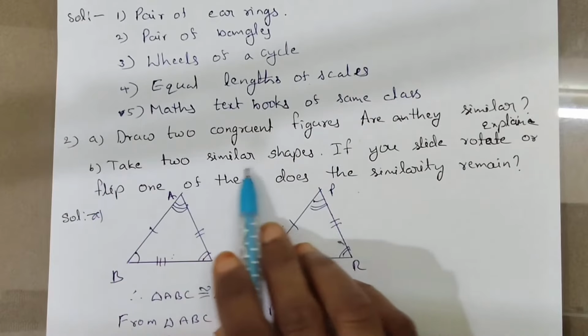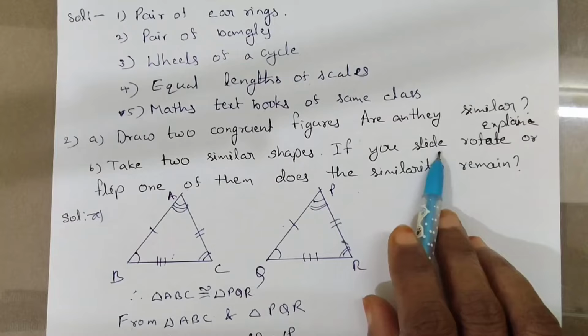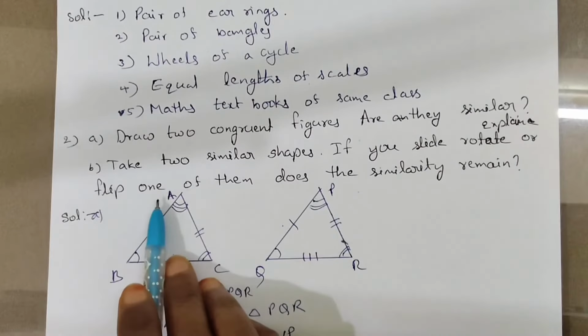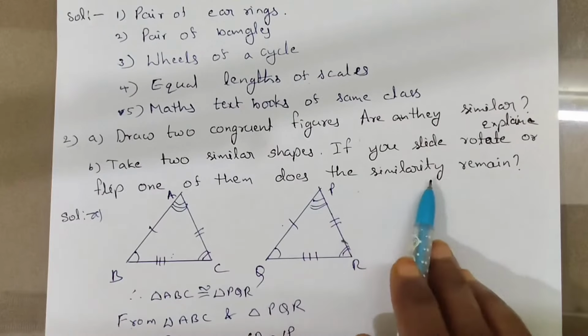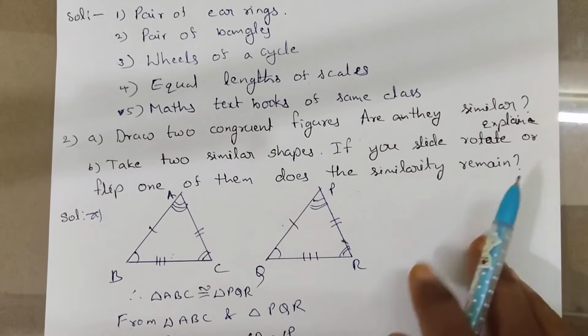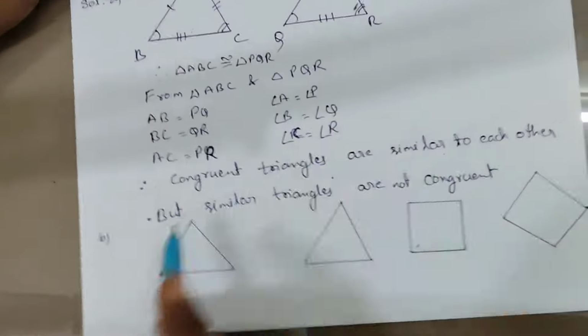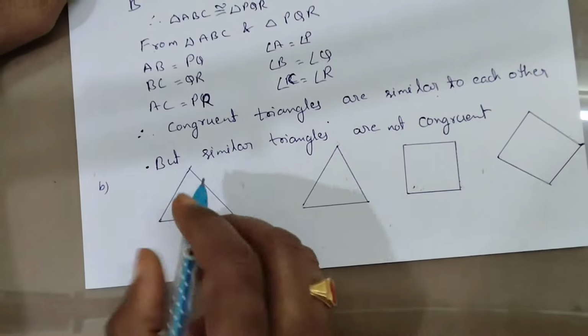Next, B: take two similar shapes. If you slide, rotate or flip one of them, does the similarity remain? First we take any similar figures. So now here we take two triangles that are similar.